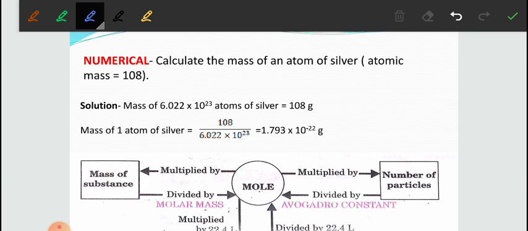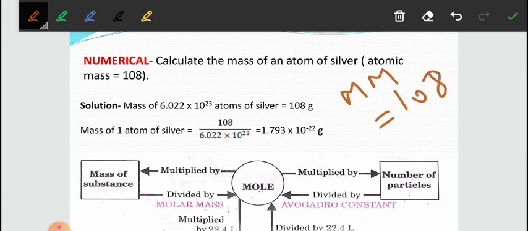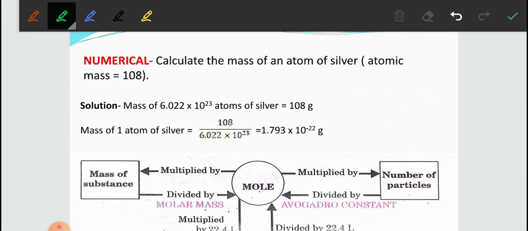Clear? Again I am going to repeat. The molar mass was given, that is 108, and the number of particles was given. An atom is given. So I have to divide by the Avogadro constant, which is given here, then divide by the Avogadro number and multiply by the molar mass. Then I will get the answer.